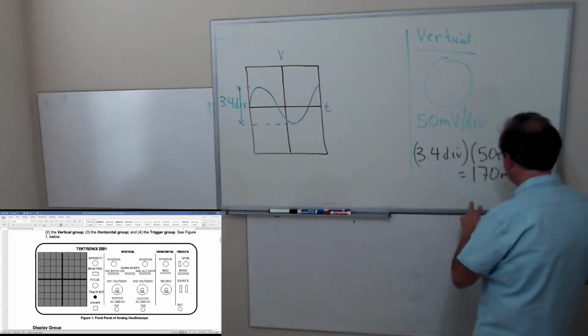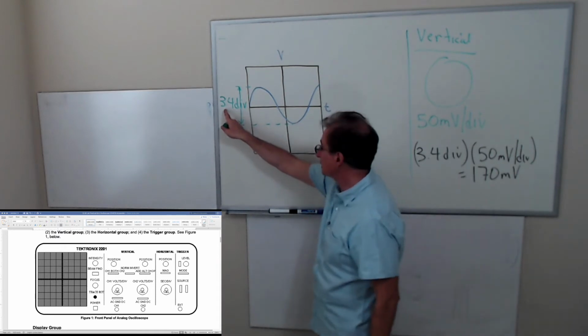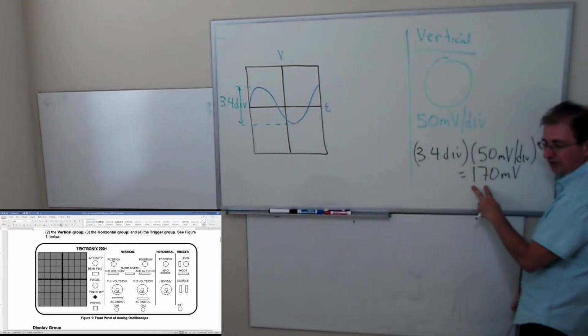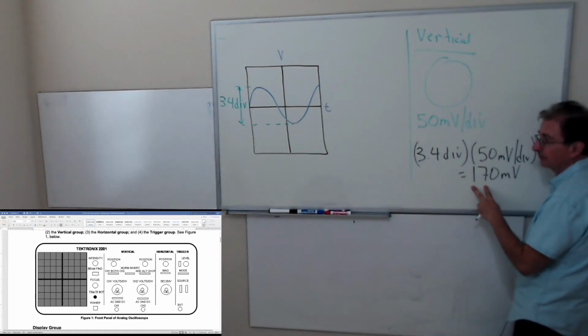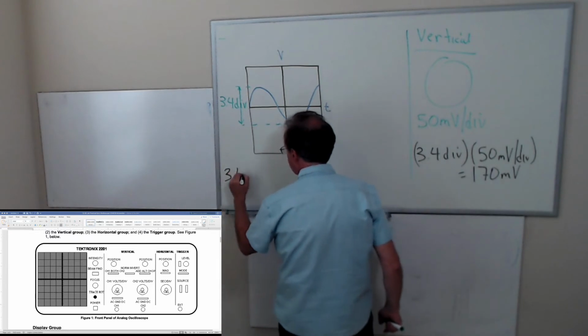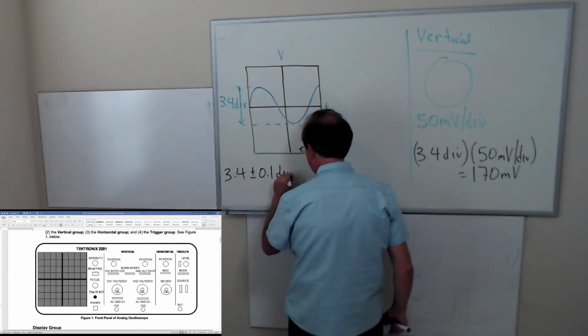And like I said, you're not going to get more than to the 10th place here. So this number is 2 sig figs. This number will probably have no more than 2 sig figs. Okay. I would say that this is 3.4 plus or minus 0.1 divisions at best.